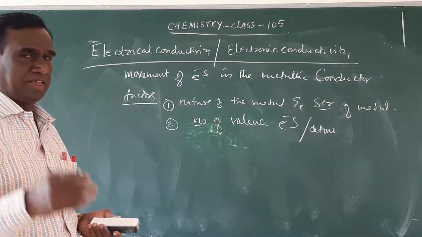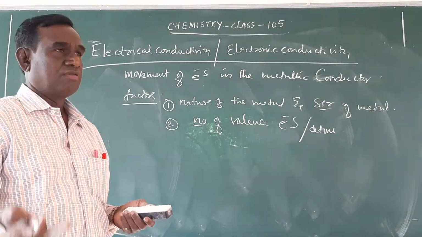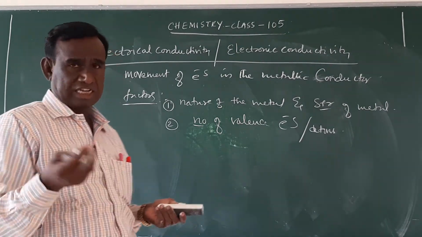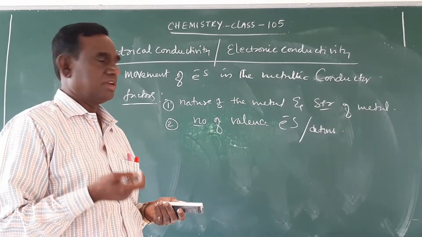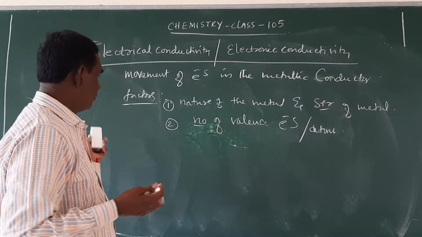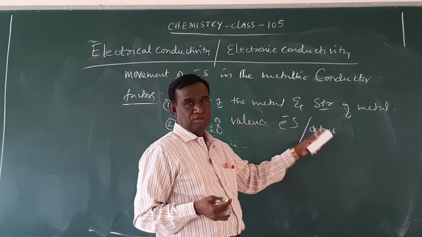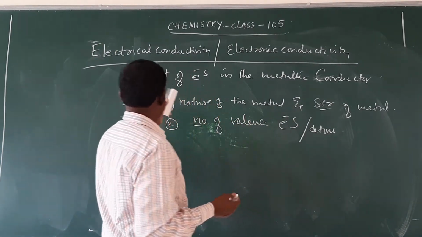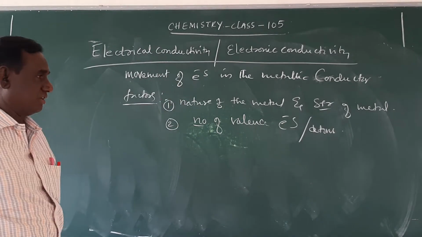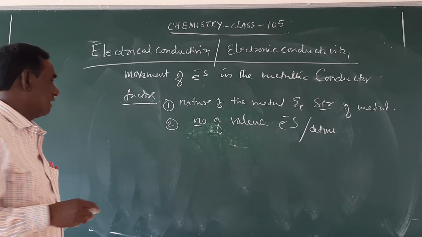For example, aluminium has 3 electrons per atom, calcium has 2 electrons per atom, and sodium has 1 electron per atom. So that is the number of valence electrons per atom. That also influences the movement of electrons in the metallic conductor. And the third one is temperature.